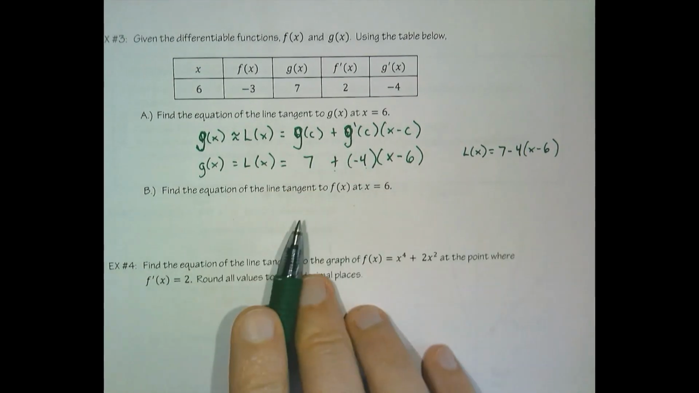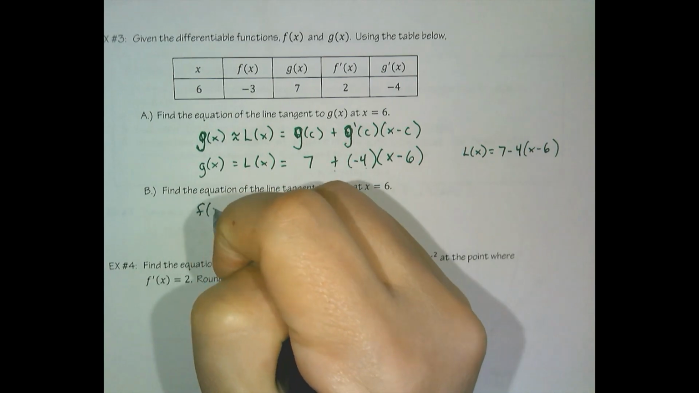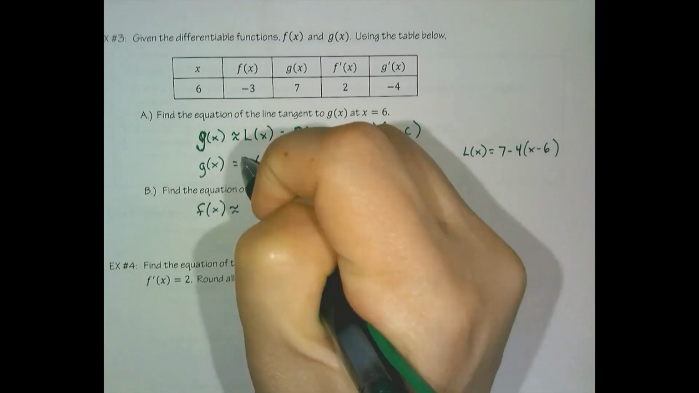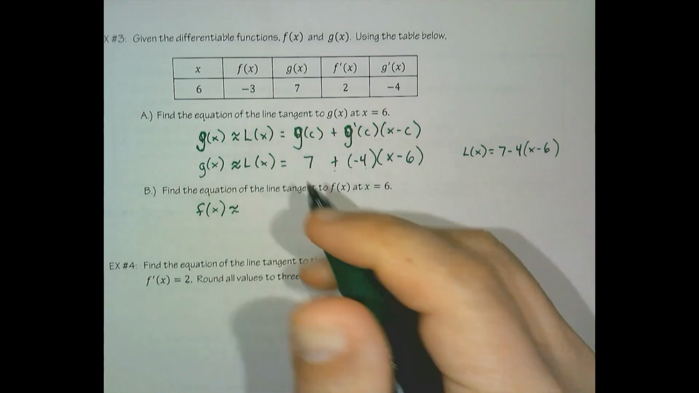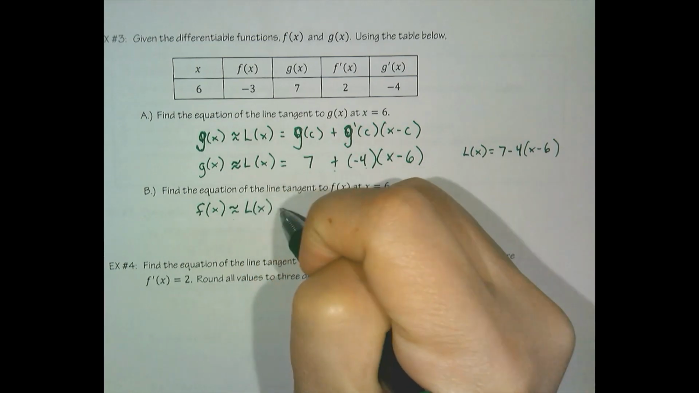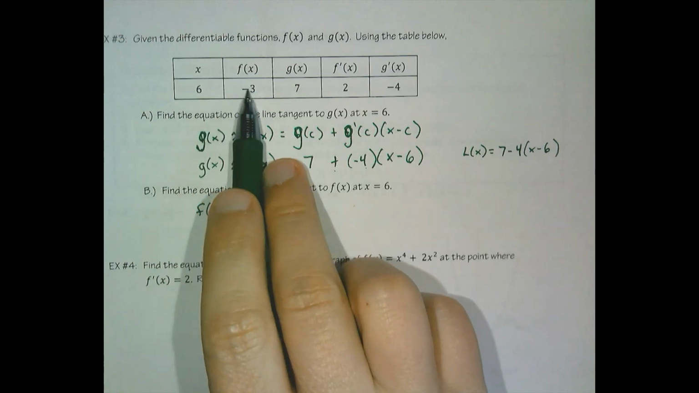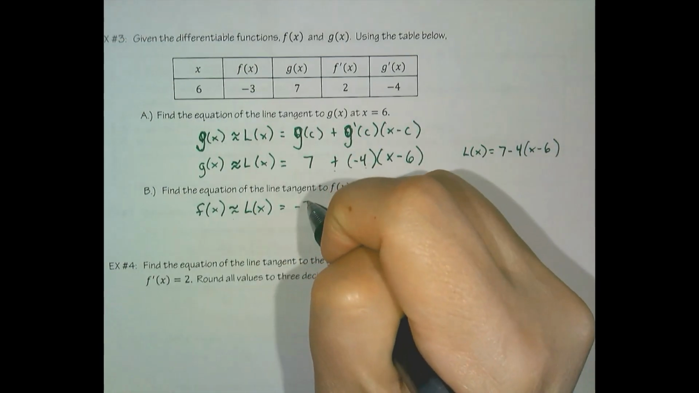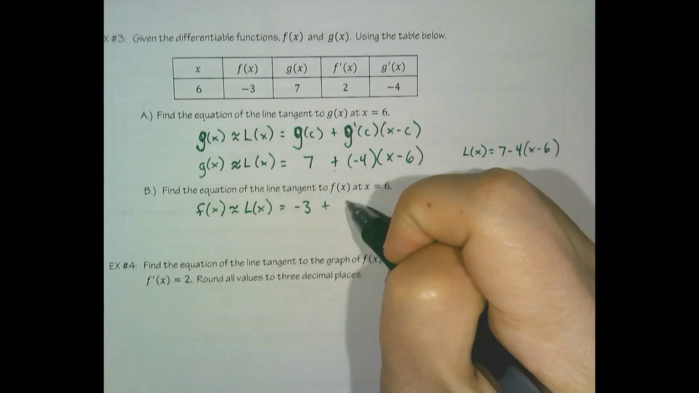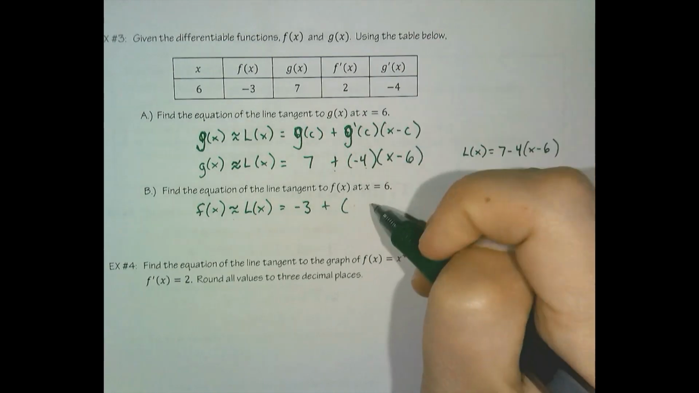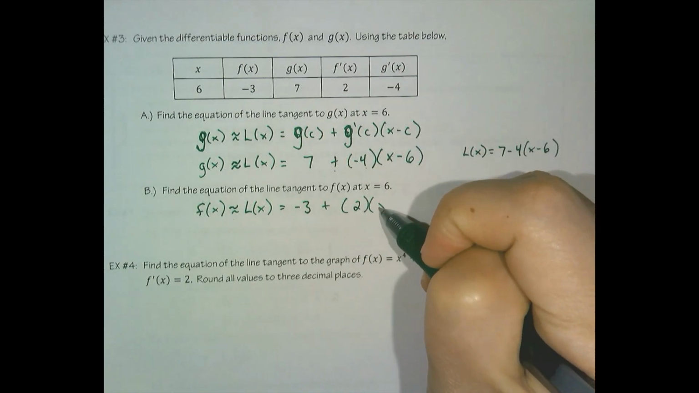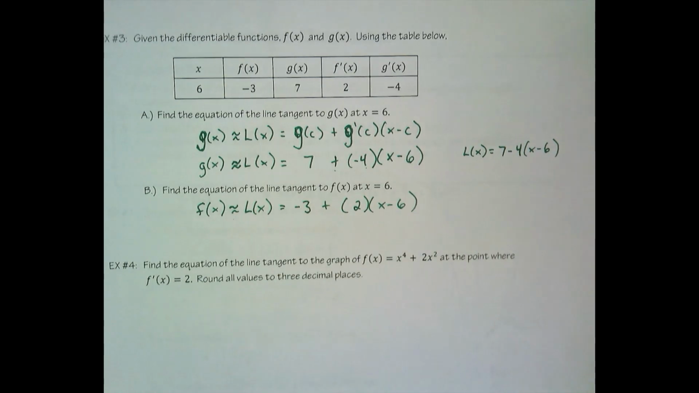If we did the same thing for f of x, it can be approximated by our linearization at 6. So f of 6 is -3 plus f prime of 6. There we go.